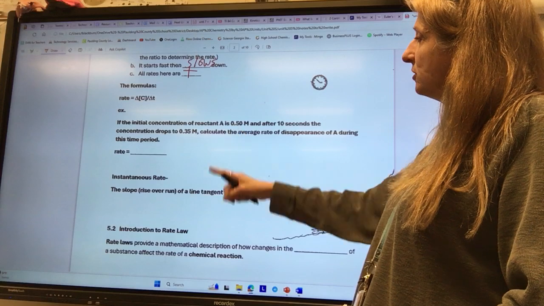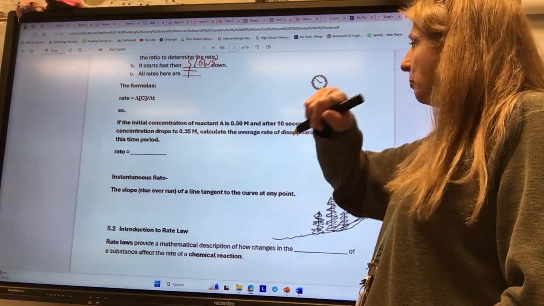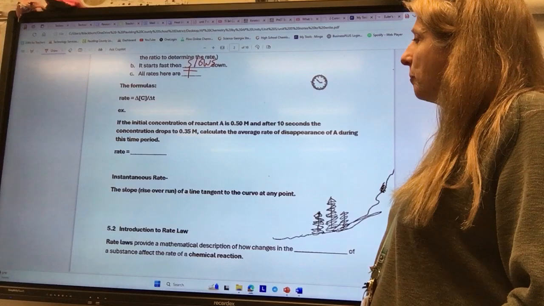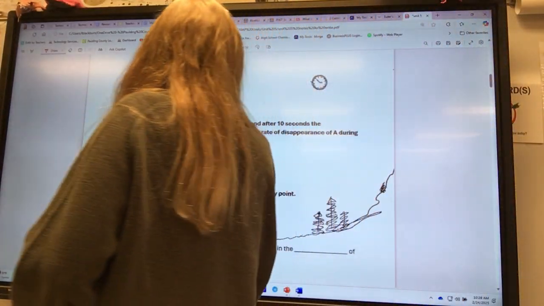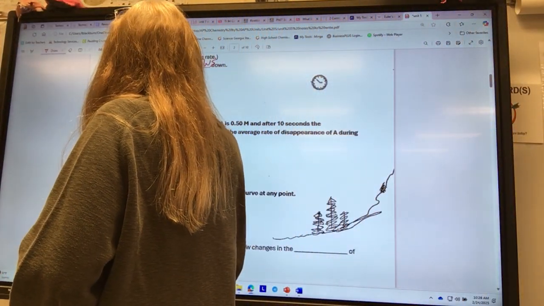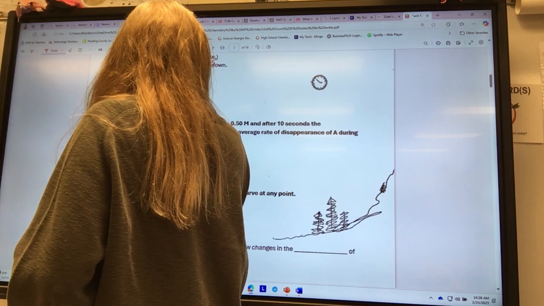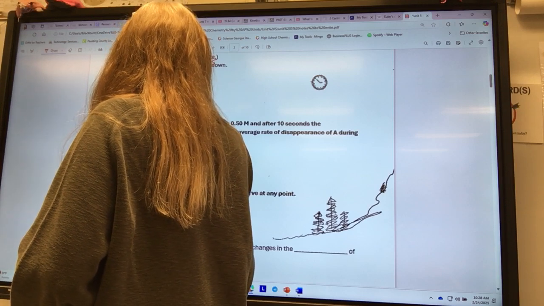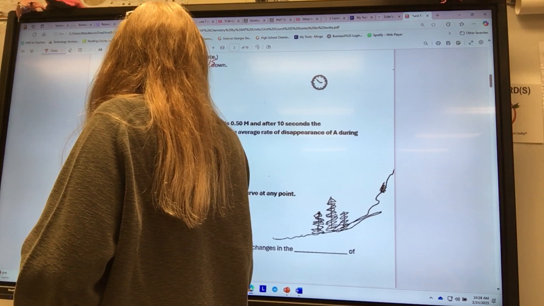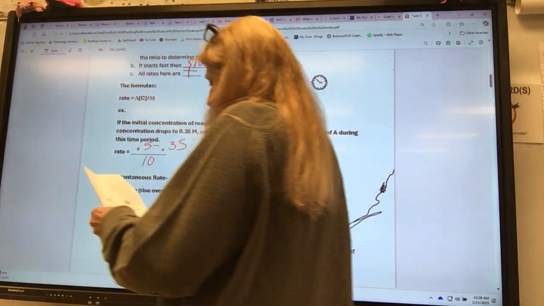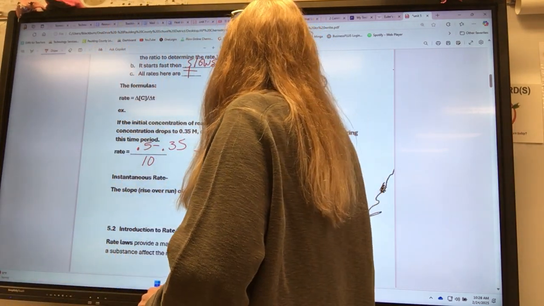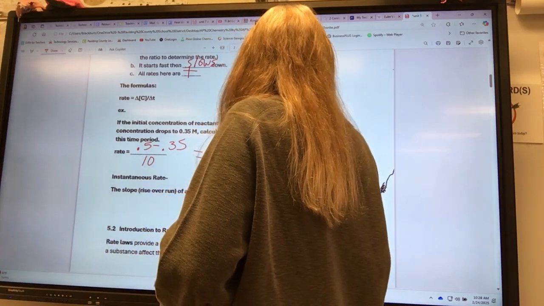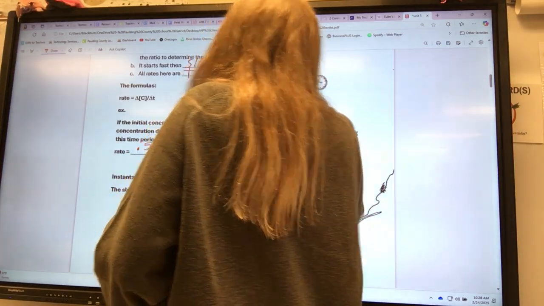If the initial concentration of A is 0.5, and after 10 seconds it drops to 0.35, what's the rate? So we just subtract to get the change. It's 0.5 minus 0.35, divided by 10. And you should get 0.015. This would be our molarity divided by seconds.